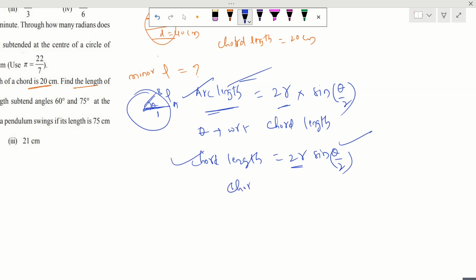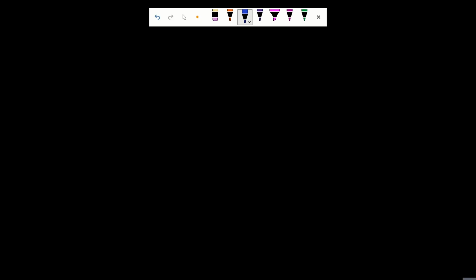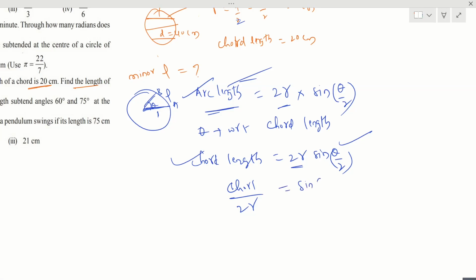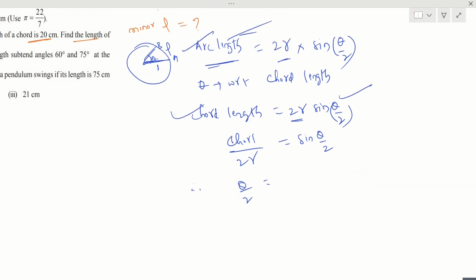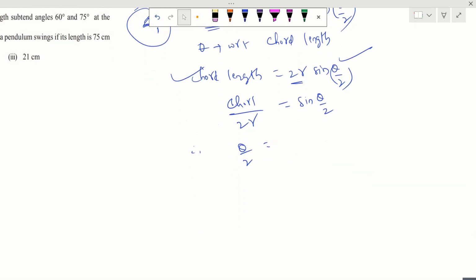Okay, on this side, it is chord length divided by 2r, and I will write sine theta by 2 here. So therefore, theta by 2 is sine inverse of chord length by 2r, right? I can write.